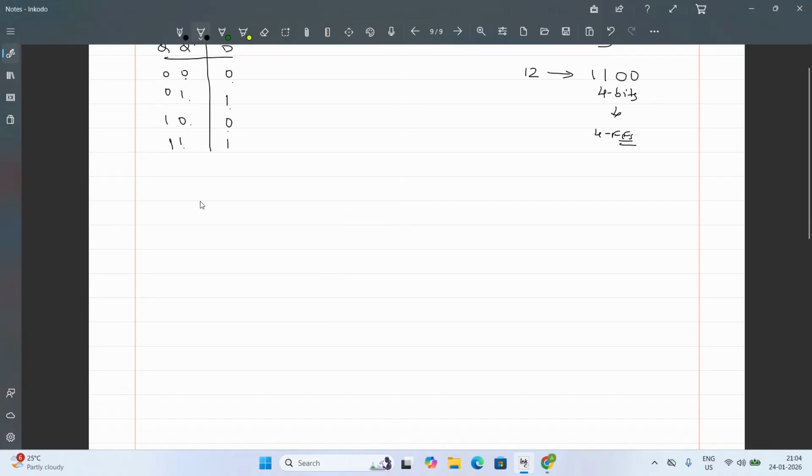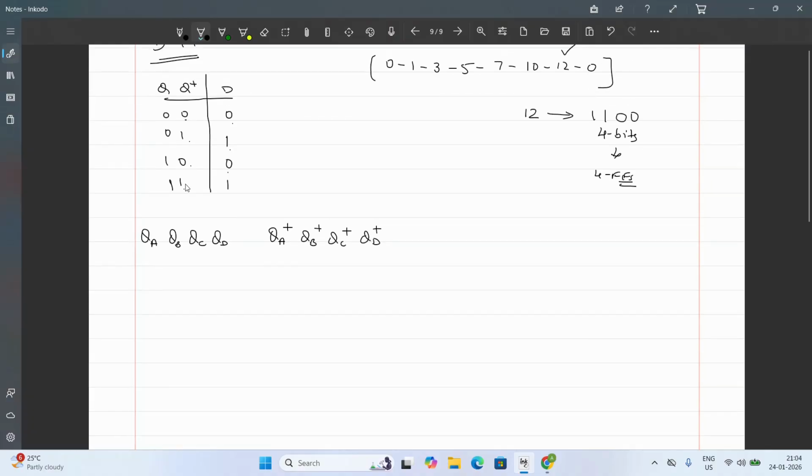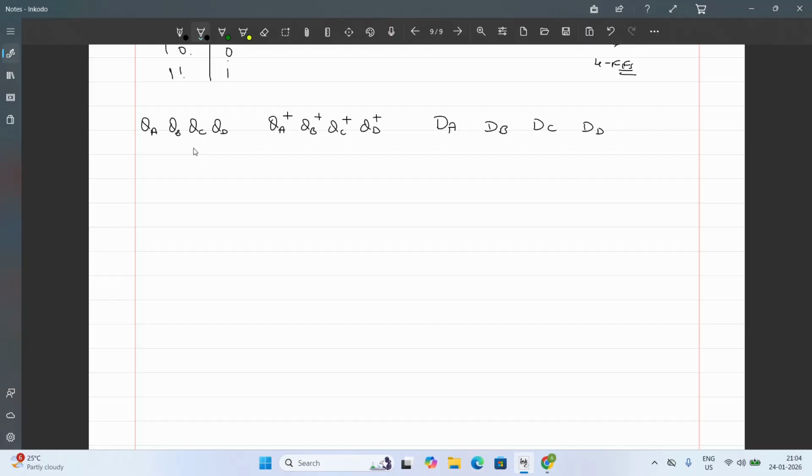So your table will now have 4 present states: QA, QB, QC, QD, and 4 next states: QA plus, QB plus, QC plus, and QD plus. And according to the excitation table for D flip-flop, present state, next state is done, and what else you need? Data value, that is D. Since you have 4 flip-flops, you'll have 4 D values: DA, DB, DC, and DD. Okay. So 4 bits means number of combinations will be 2 power 4, that is 16 combinations.